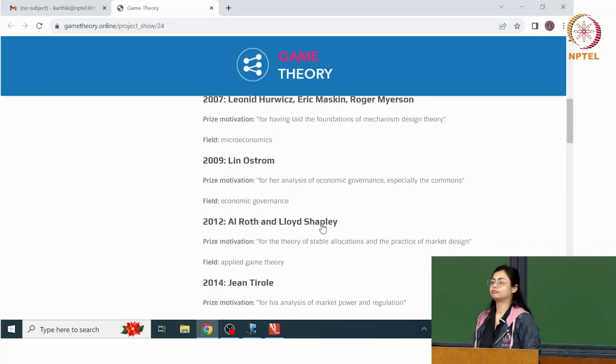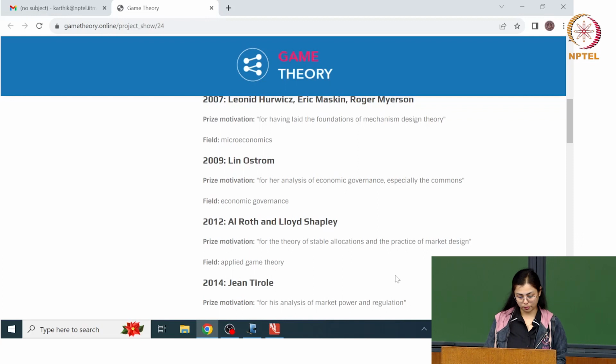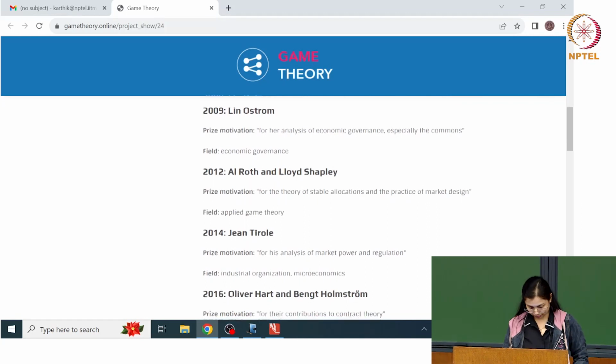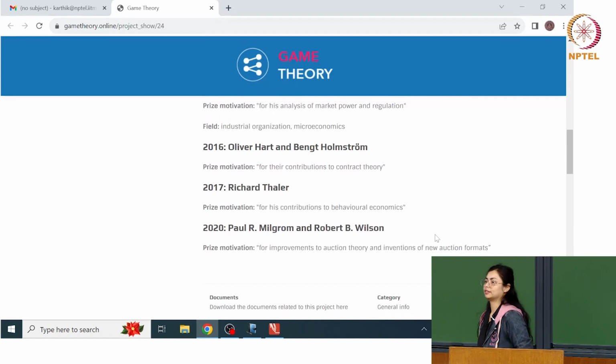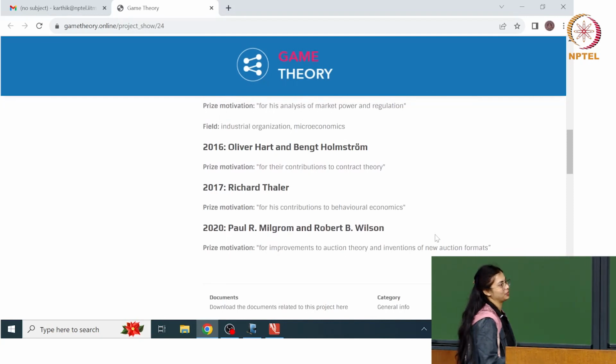Shapley value. We talked about the Shapley value. He introduced this Shapley value and got the Nobel Prize in 2012. I think in 2016 he died in a car accident. These are the other people. So a lot of game theorists got the Nobel Prize.